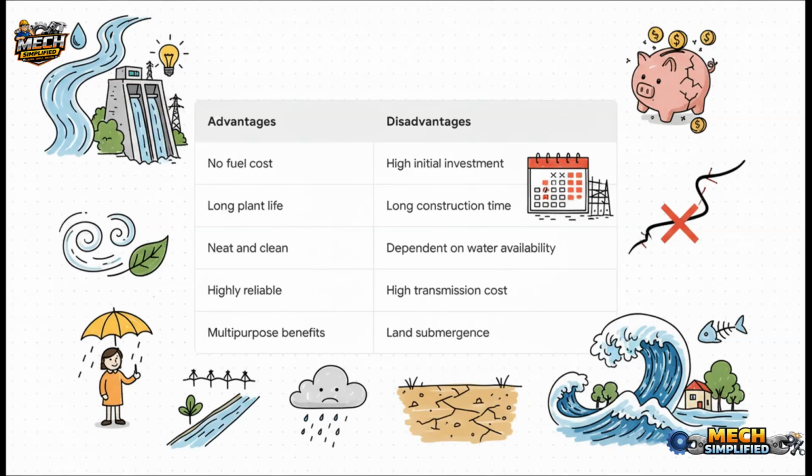On the plus side, the fuel, water, is totally free. The plants can last for over a century, and they produce clean, reliable power with no air pollution. That's huge. But then you look at the other column. The upfront cost to build one is astronomical. They take forever to construct, and the environmental impact? Well, flooding huge areas of land and altering entire river ecosystems is a really big deal.